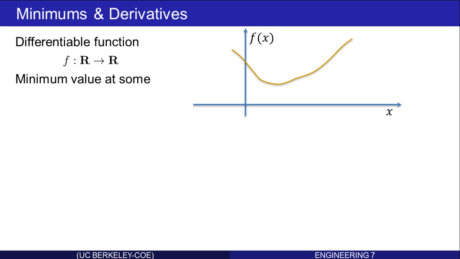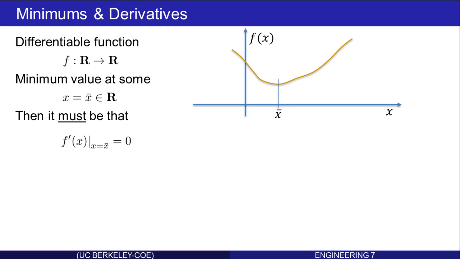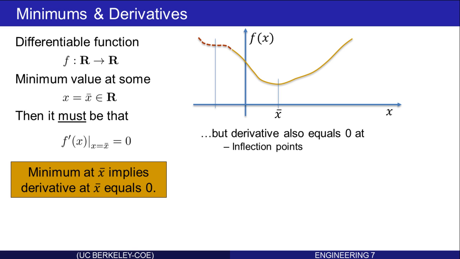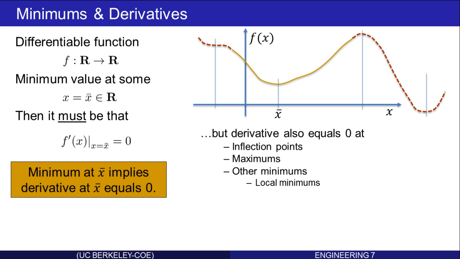If f achieves a minimum value at some x equal x bar, then it must be that the derivative of f is equal to 0 at x equal x bar. So having a minimum at x bar implies that the derivative at x bar equals 0. But the derivative also equals 0 at inflection points, maximums, and other minimums, which raises the possibility of local minimums, such as here, and global minimums, perhaps, over here.